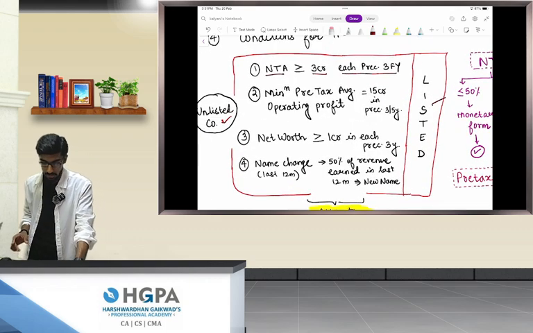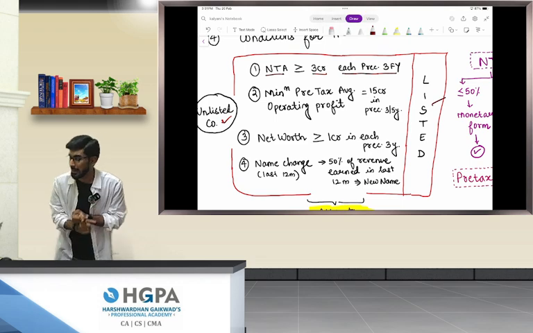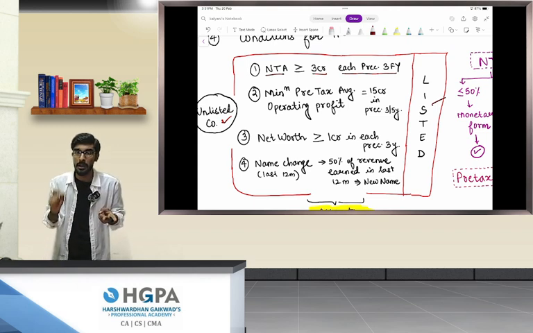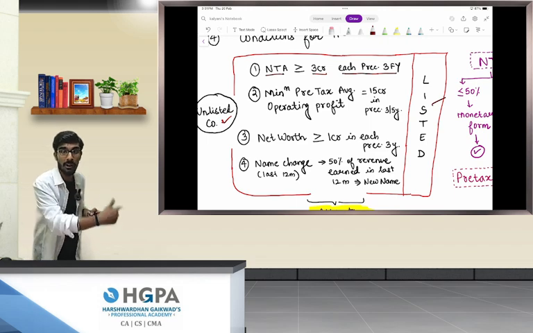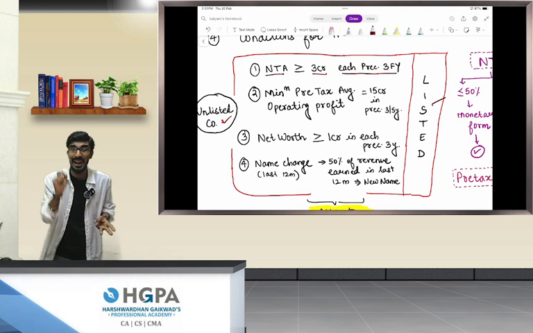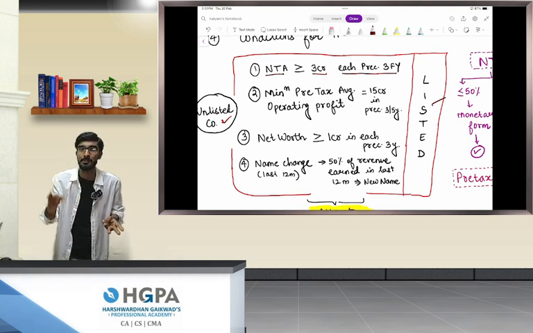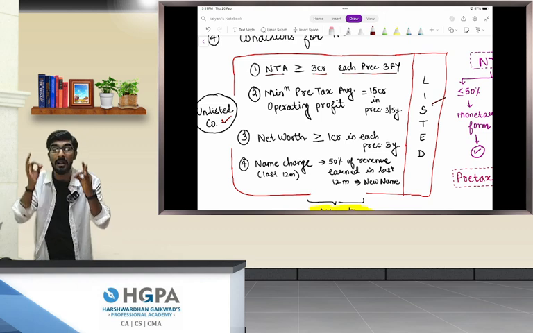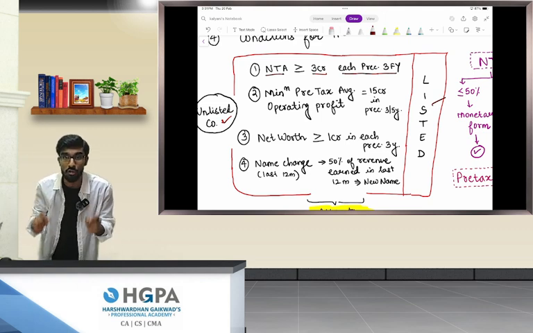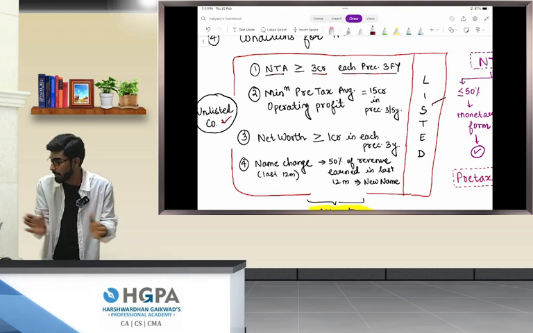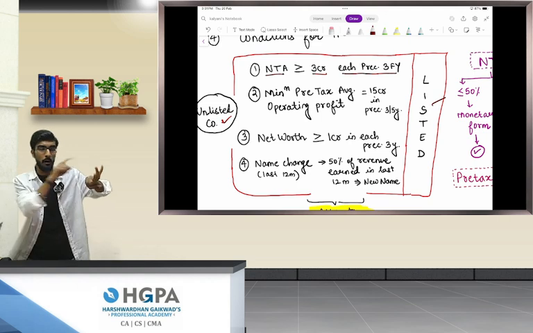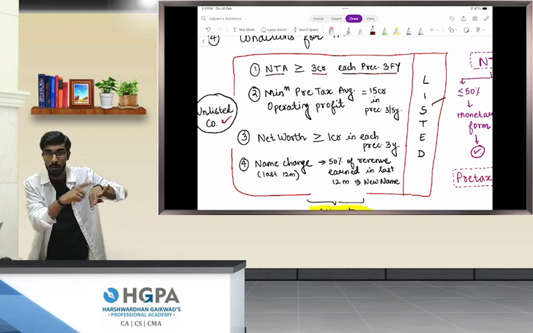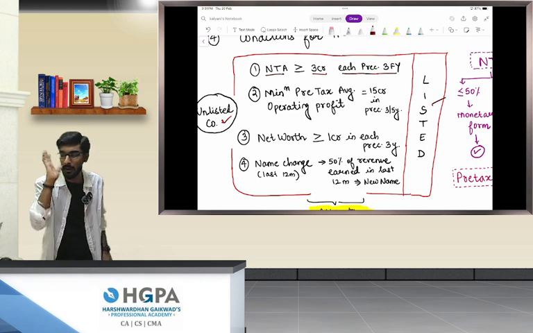So 4 conditions. Number 1 is net tangible assets should be at least 3 CR in each preceding 3 financial years. Number 2, minimum pre-tax average operating profit in the last 3 out of 5 financial years should be 15 CR. Number 3, net worth should be at least 1 CR in each preceding 3 financial years. And last is, if you have changed your name in the last 12 months, at least 50% of revenue should be earned from the new name. Clear? If you follow these 4 conditions, your company Lenskart will be eligible for getting listed.